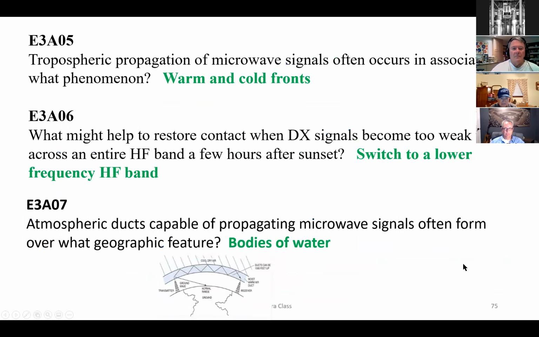And then E3A05. So tropospheric propagation of microwave signals often occurs in association with what phenomenon? And that's going to be warm and cold fronts.